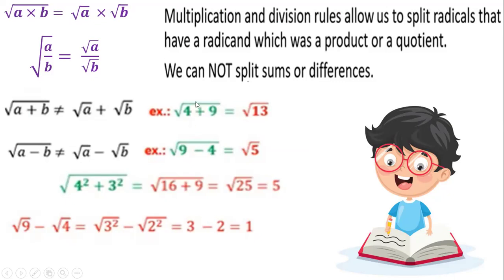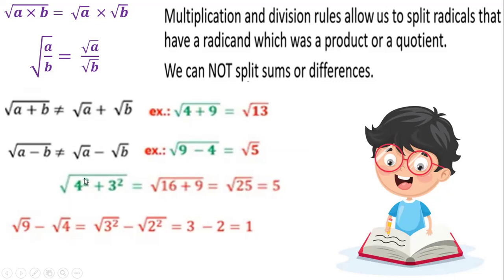If you have radical 4 plus 9, you add 4 plus 9, it gives you radical 13. But we cannot write radical 4 plus radical 9. This cannot be written in the case of addition. Please, this is very important. Also, if you have radical 9 minus 4, we calculate 9 minus 4, it gives me radical 5.